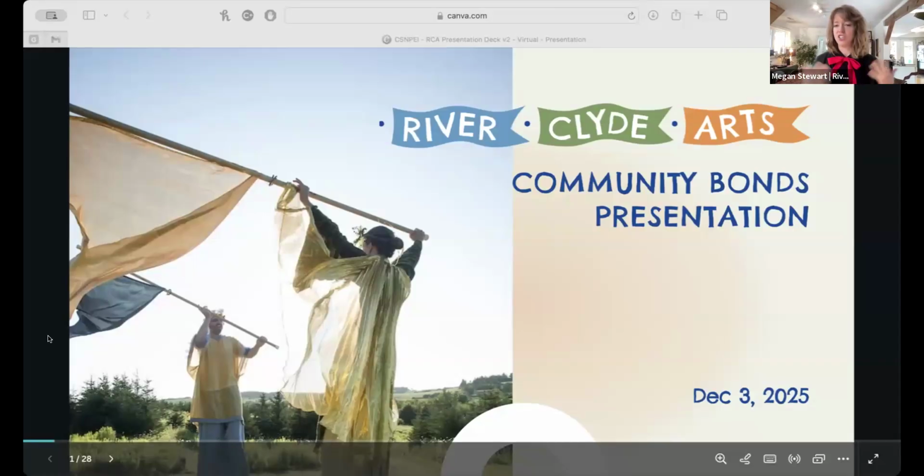And so I'm going to share this presentation with you. And then I'm also happy at the end to answer any questions about the process and about our experience of working with Tapestry. I will also reiterate that we have not yet launched a community bond raise, but based on our experience, we do think that this is a pretty viable mechanism to raise capital for a property acquisition, and we do expect that we'll eventually be able to launch one.